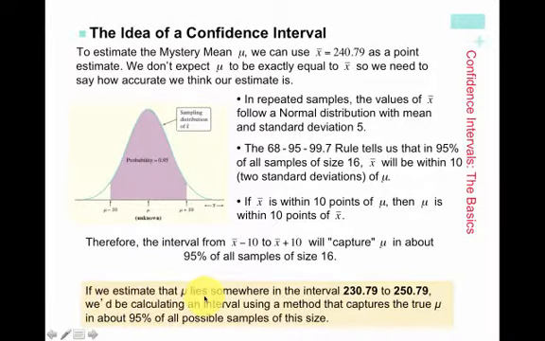If we use these 10 points within x bar, we are estimating that mu lies somewhere in the interval 230.79 to 250.79. What we're saying is that this interval will contain the true value of mu in about 95% of all possible samples of this size.